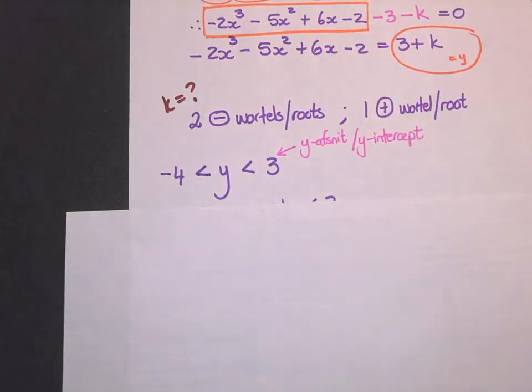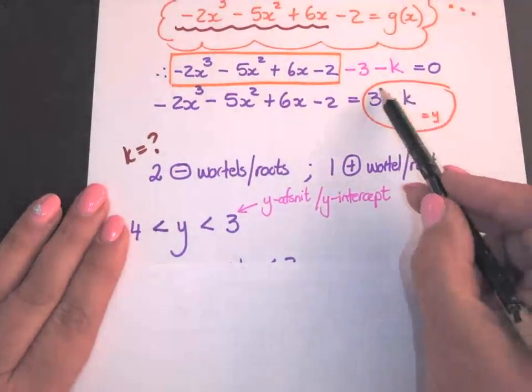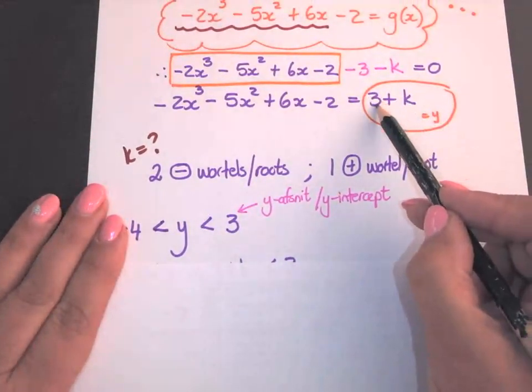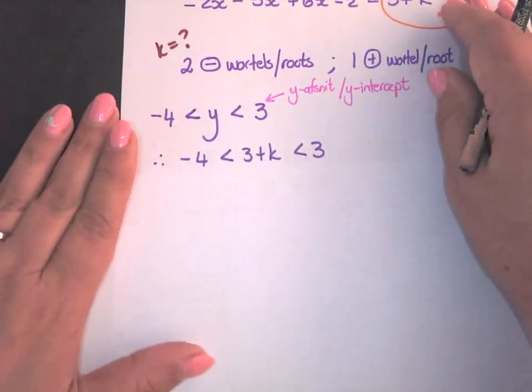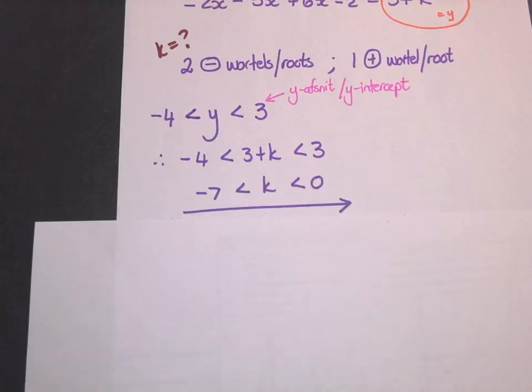But y is not what's asked. Y represents 3 plus k. So 3 plus k is between negative 4 and 3. Get k alone, and there's your answer. This was asked in a previous exam, so I'm going to give it to you so that you know how to think should you see it again.